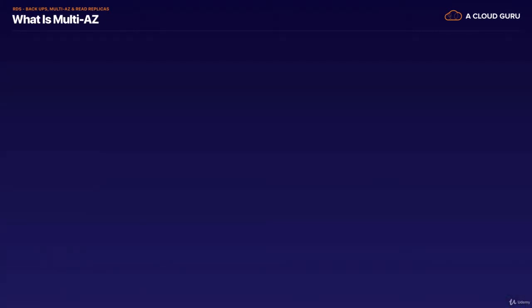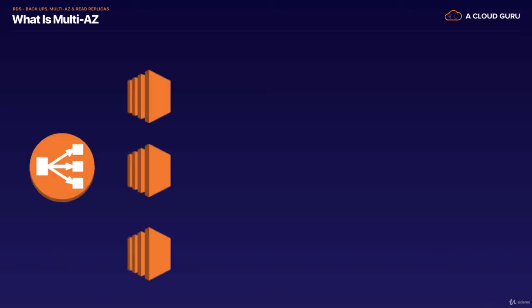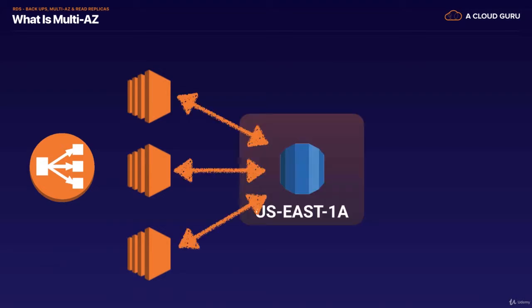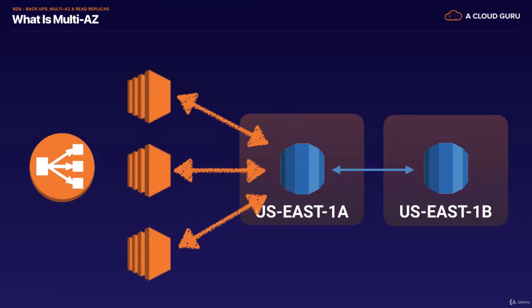Moving on to multi-AZ. We covered this in Databases 101, but just in case you forgot, let's say we've got an elastic load balancer and we've got our EC2 instances behind it. They then connect into our RDS database, and this is in US East 1A. It then synchronously replicates all updates to that database to US East 1B. So you've got two copies of your database.